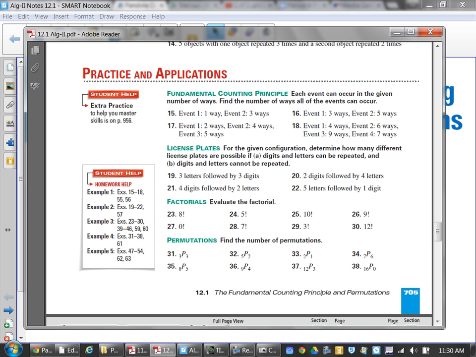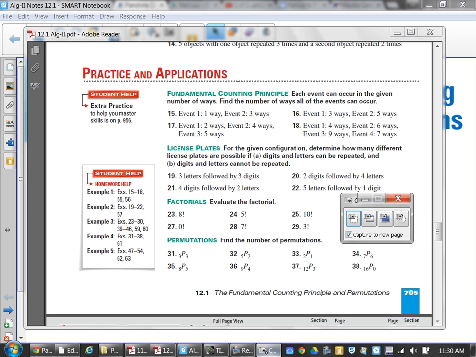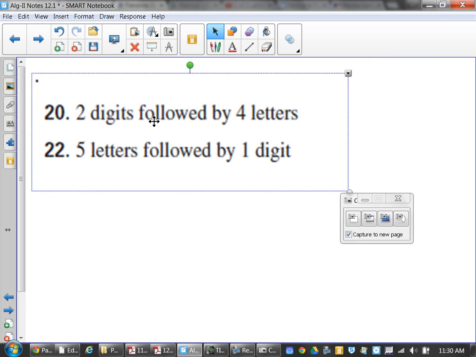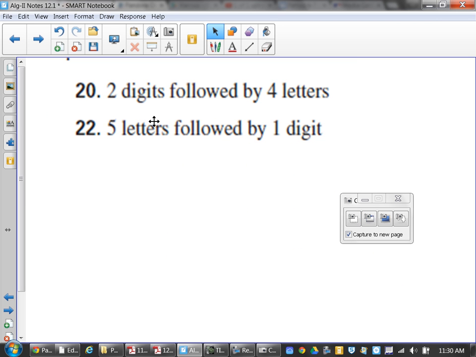And then in 18, it's 4, 6, 9, and 7 all multiplied together, and that's it. Then you got the license plates, and I know I spent a little bit of time on that in the video. What happens here if you're looking at license plates, there are 2 different scenarios that can happen. You can have repetition or non-repetition. And it's just a matter of being able to count and knowing how many things are in certain sets. For example, how many letters are there? 26. How many digits are there? 10. How many cards are in a deck? 52. How many suits are there? 4. So we're going to start using things like that.